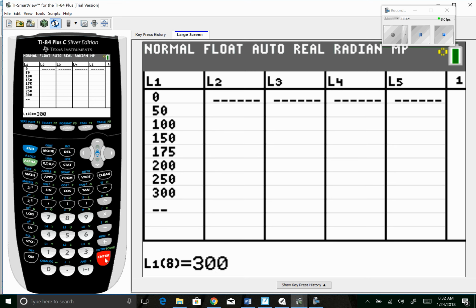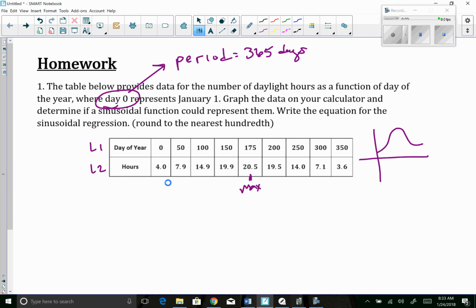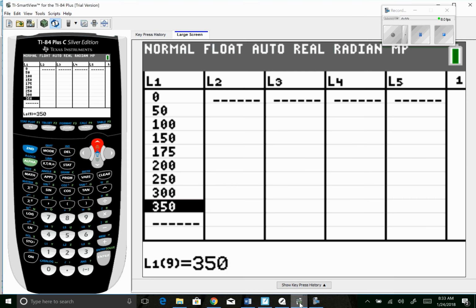Careful when you're doing this not to miss a piece of data or type one in wrong. Make sure you double check. Another easy thing is if you look down here on the bottom, it says L1 and in parentheses it says 9. That tells you that there were 9 pieces of data that you just typed in. So if I check, I have 1, 2, 3, 4, 5, 6, 7, 8, 9 pieces of data. So that's kind of a quick check as well.